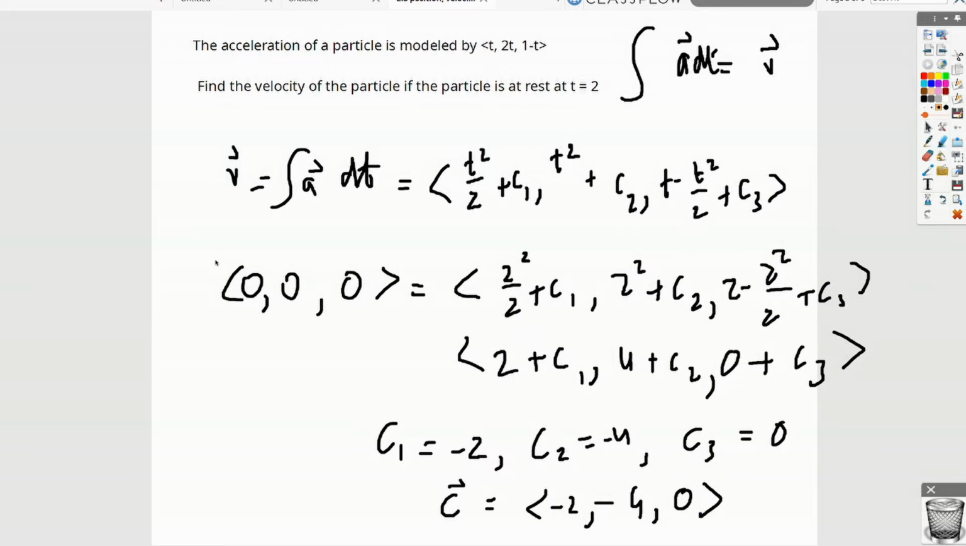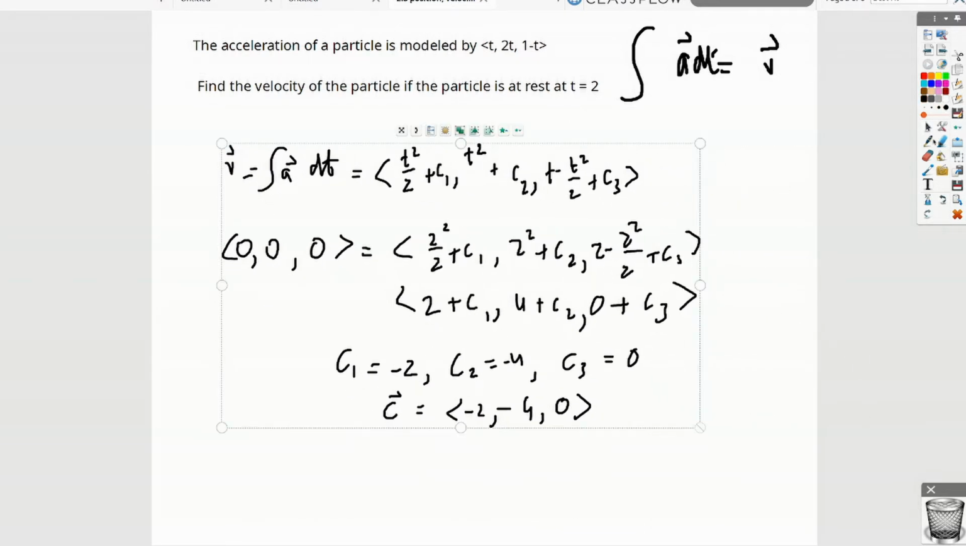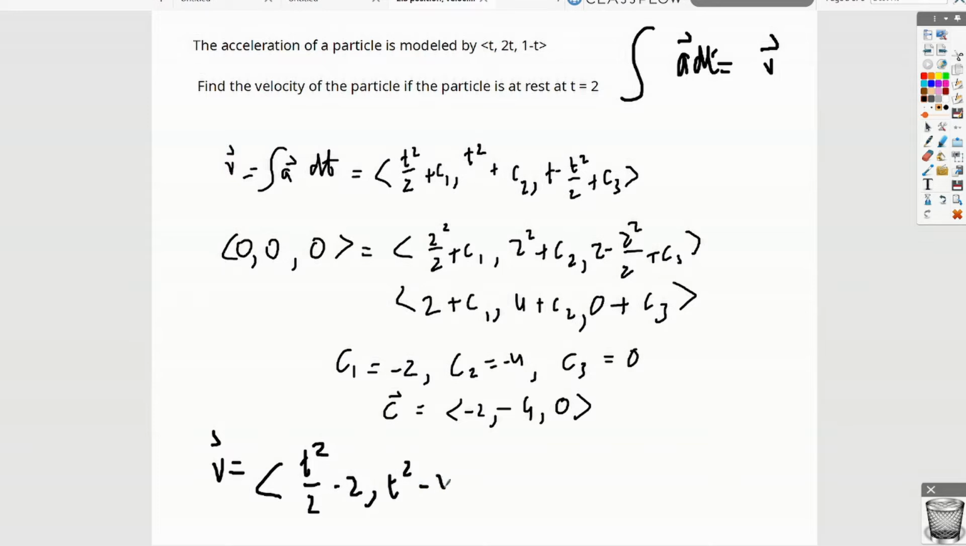So your velocity is t squared over 2 minus 2, t squared minus 4, and then t minus t squared over 2. So let me just rewrite that. Your velocity is equal to t squared over 2 minus 2, t squared minus 4, and t minus t squared over 2. That's it. Simple. Next question.